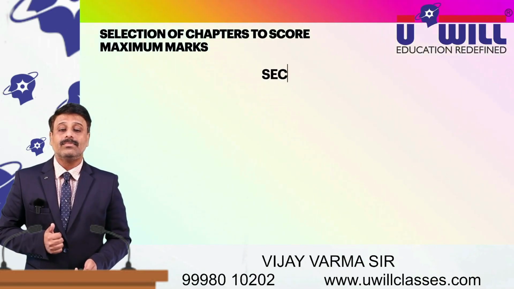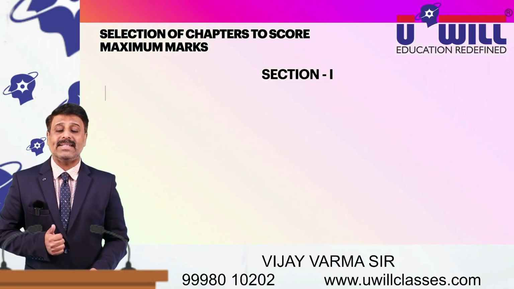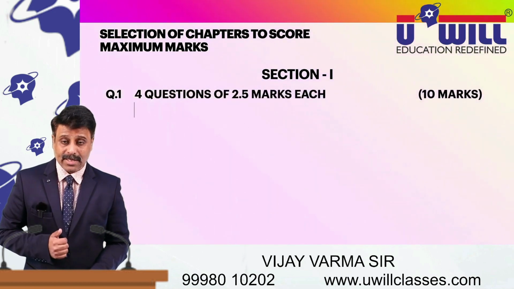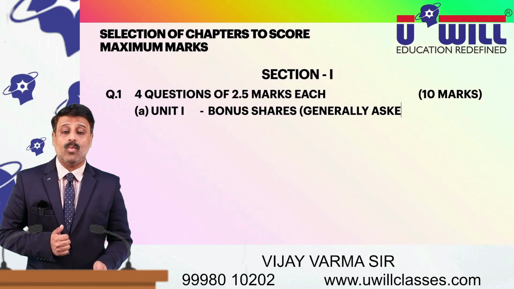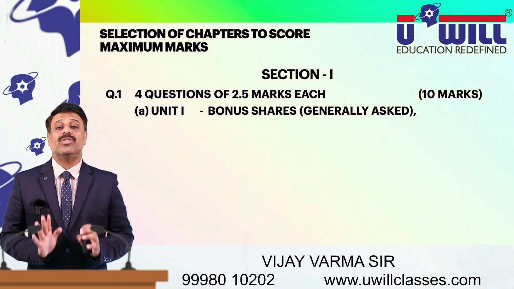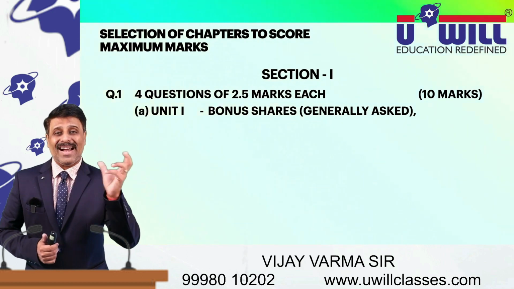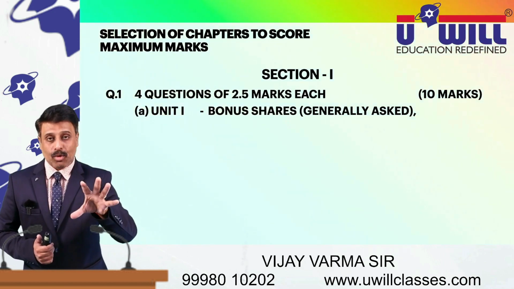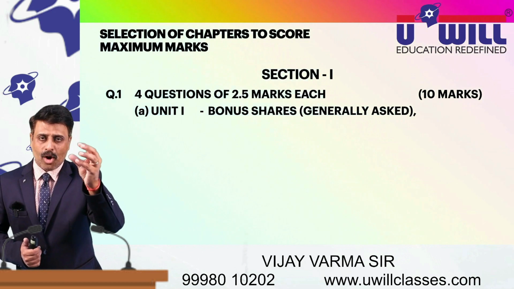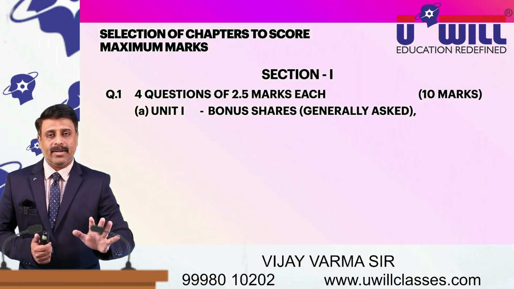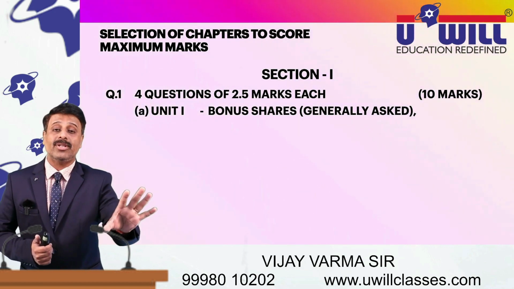Now, in section 1, we have already seen that question 1 is going to be 4 questions of 2.5 marks each. What is generally expected in unit 1 is that a bonus shares question is generally asked. So for 2.5 marks, partly paid bonus shares or fully paid bonus shares, I think 3 or 2 journal entries, 2.5 marks for that. Very simple chapter. Bonus shares you cannot leave in option.